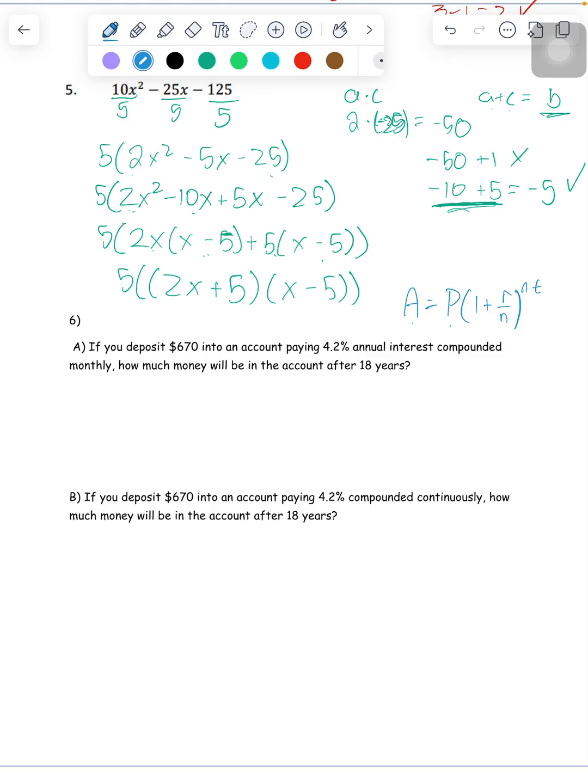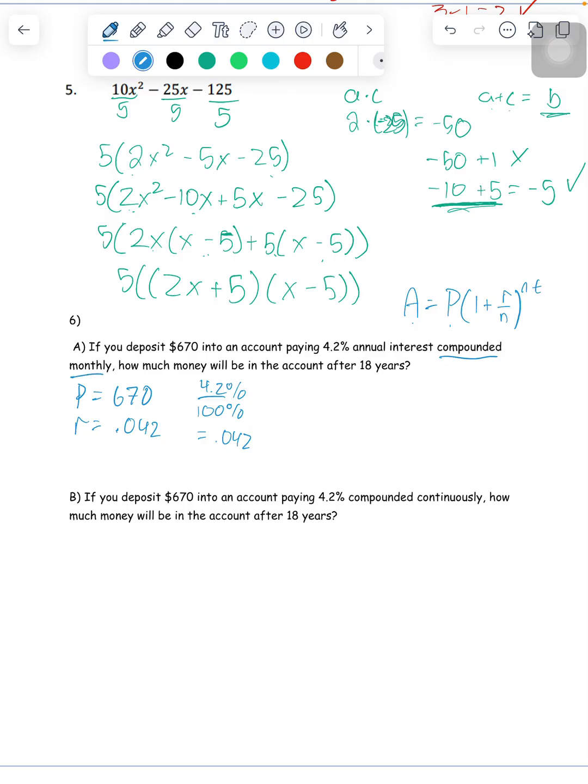So they give you the starting amount. So your P is 670. What's your rate? Your interest rate is 4.2%. What's 4.2% as a decimal? Well, let's do some math here. 4.2% divided by 100%, I'm going to get 0.042. So my rate is going to be 0.042, right? Compounded how much?